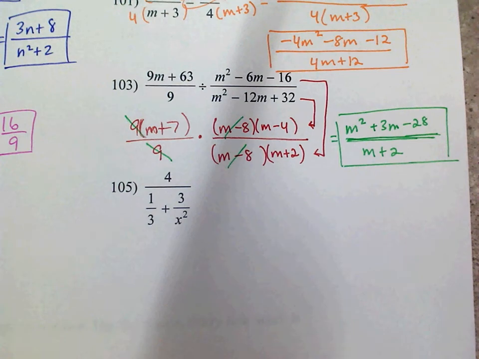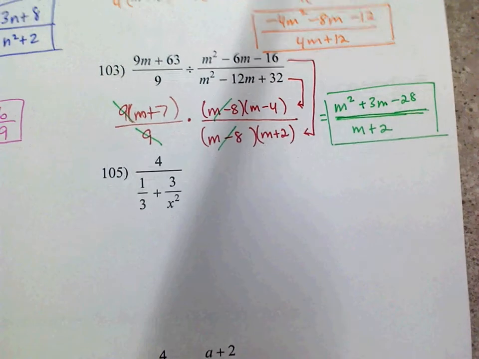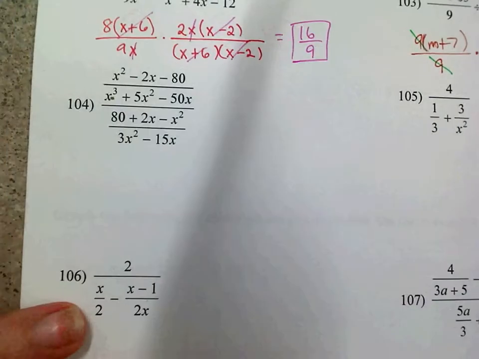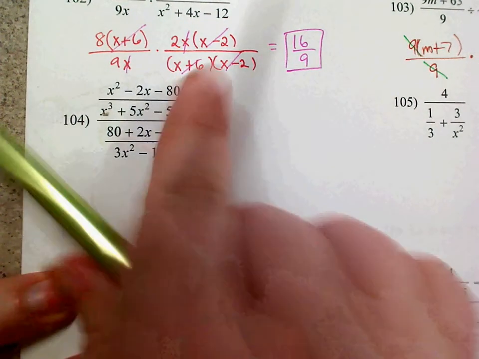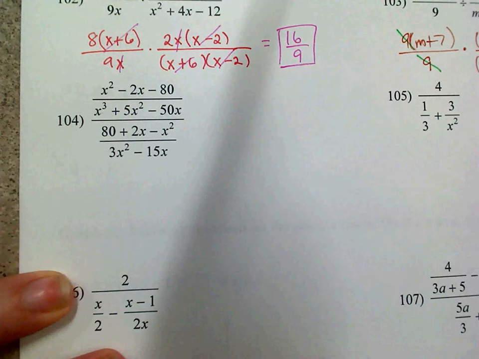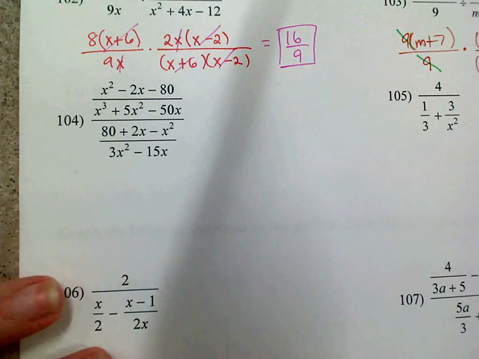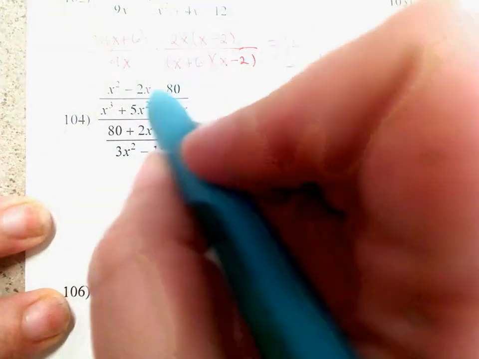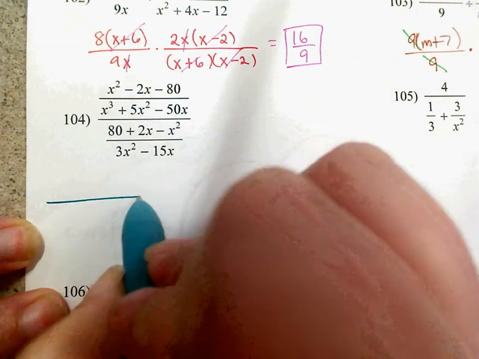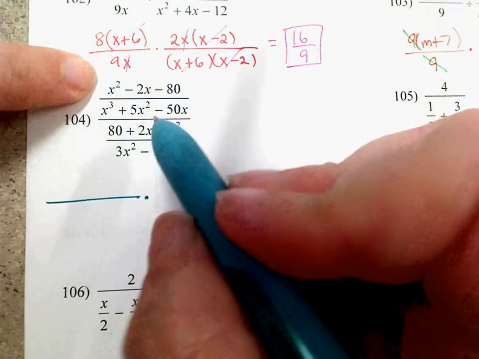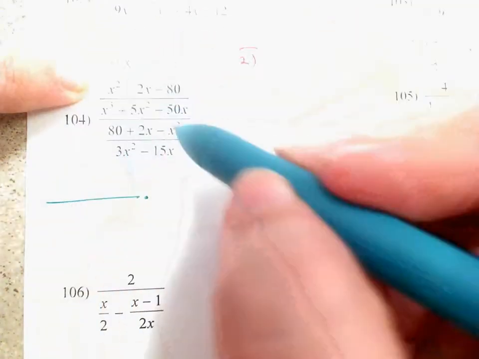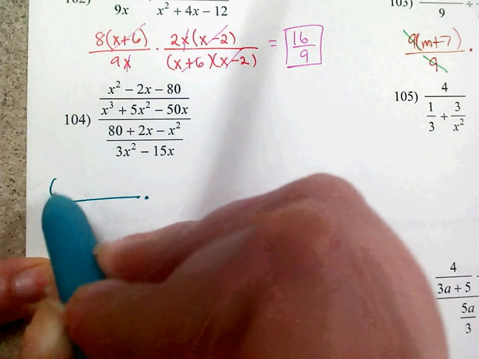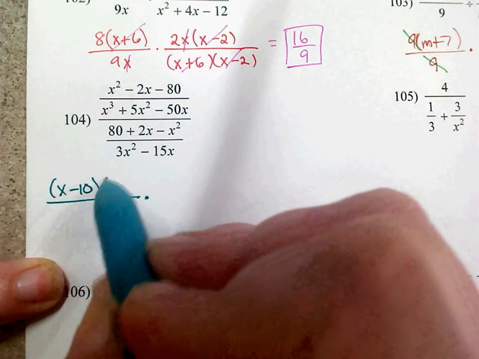Okay. So number 104. So 104 has a fraction divided by another fraction. What I want to do is factor and change that to multiplication. So let's start off. I'm going to factor this one right here. So this is going to go in the top spot. The factors of negative 80 that add up to negative 2 are negative 10 and positive 8.